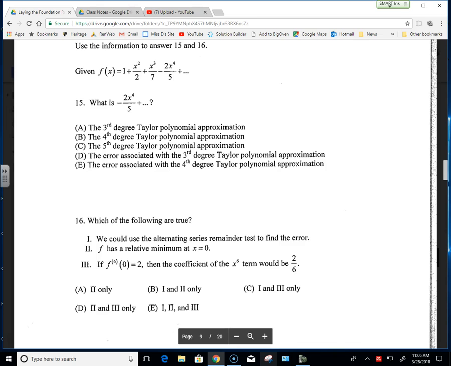What I'm using is, well, if f of x equals, and if I only use the first 3 terms, I'm missing all of these guys. I'm missing error associated with taking the first 3. This is what's left. So it had to be D.